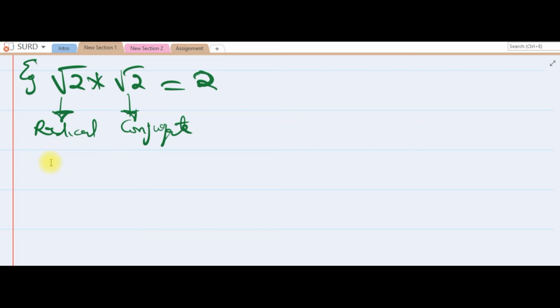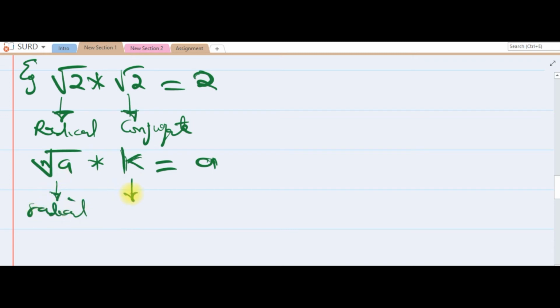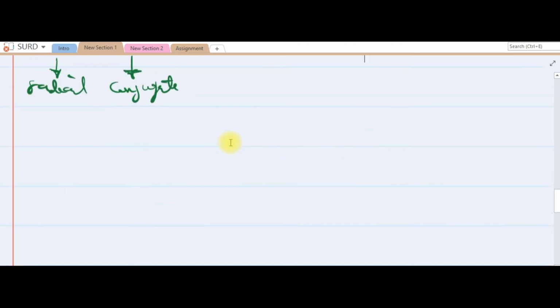if you are given a surd, let's call it, the surd is this. We want to multiply it by k. K is the conjugate. So we want to get something like a. Do you get? So I'm saying that if you multiply, this is the radical. Why this is the conjugate? The radical sign is gone. So let's get an expression for that.